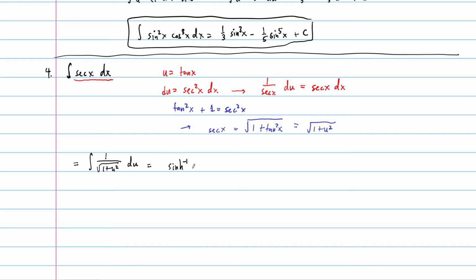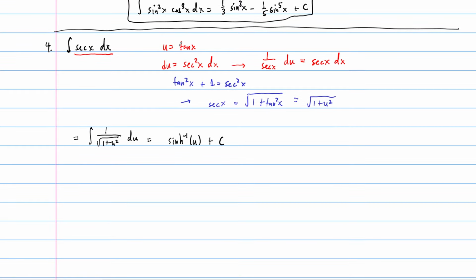Remember, that's what arc sinh means. Sinh inverse of u plus c. All right, just by looking at it, that's one that we should just know. 1 over square root of 1 plus u squared. What do we do if that's not, hopefully you look it up, if you don't remember that. But you need to remember your hyperbolic trig, your arc hyperbolic trig, all those different integrals that we got from those.